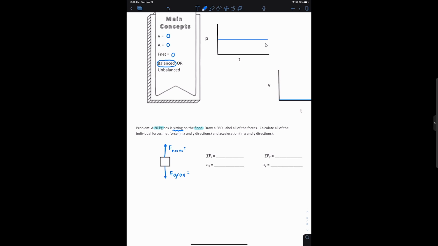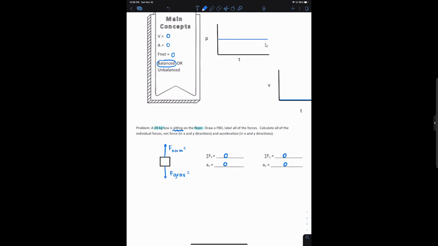Okay, so what else do we know? Well, we know balanced, so we know those two forces are equal, so there is no acceleration in either the x or the y direction. There's balanced forces in both the x and the y direction, so those both equal 0.